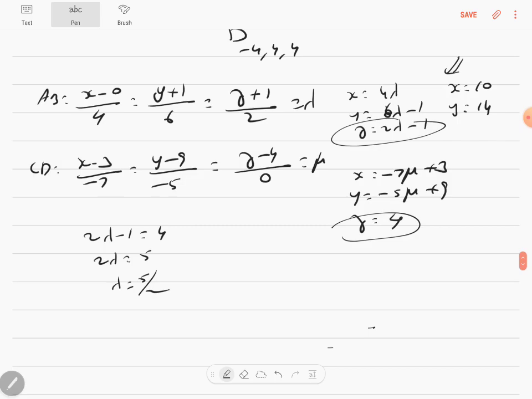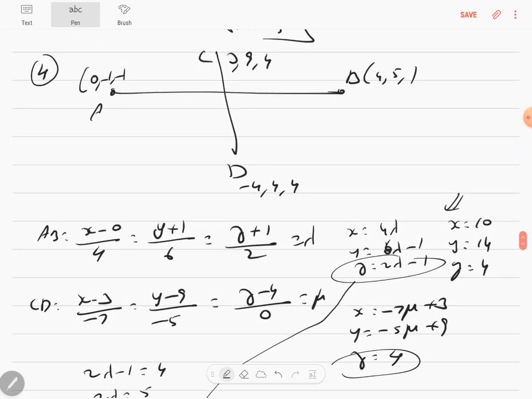14, 10. So next let's go to find z. Z is equal to 2 into 5 by 2, which is 5, so 4. Then you got the point of intersection, which is (10, 14, 4). I didn't write the answer, but that's the answer, right? So can I go to the next question?